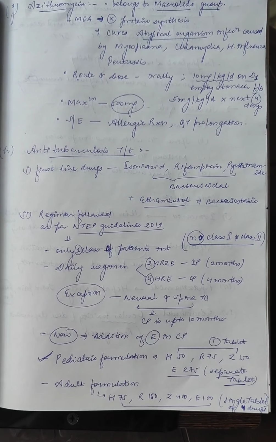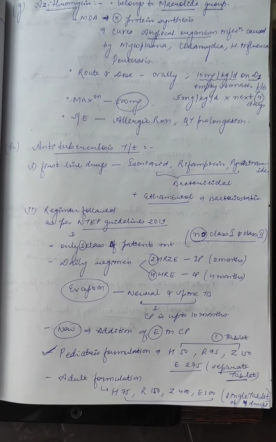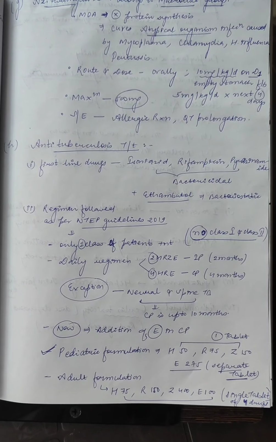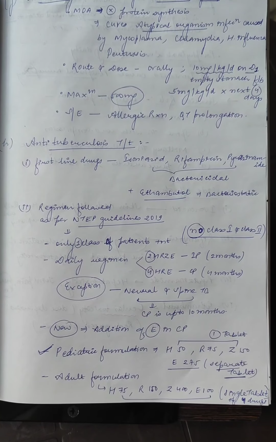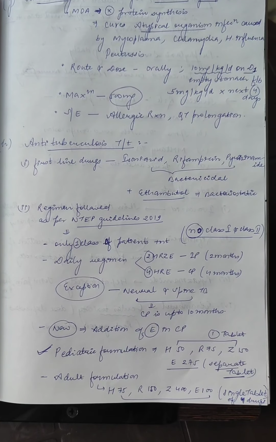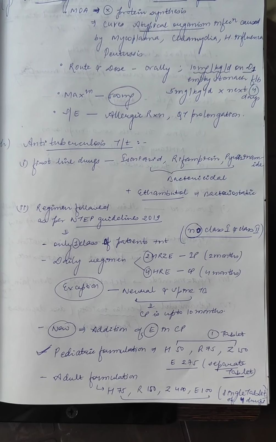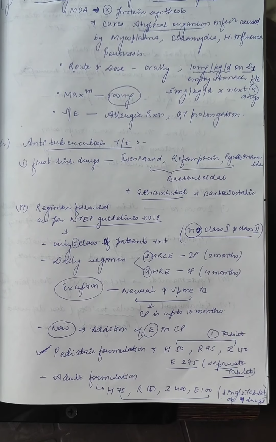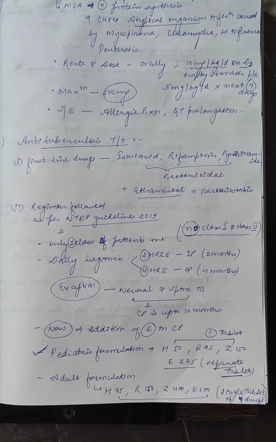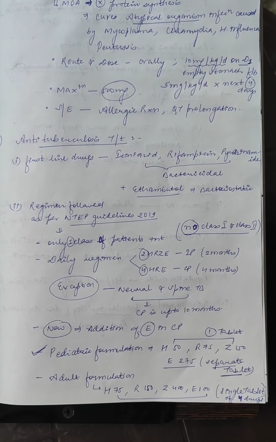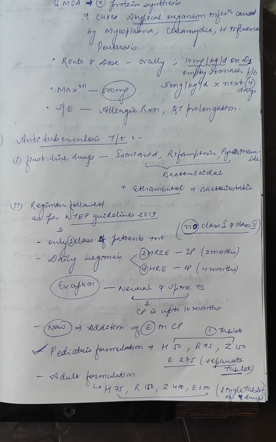Now we will talk about anti-tuberculosis treatment. There are new things which have been added in the anti-tuberculosis treatment and we need to know about them. The first line drugs include isoniazid, rifampicin, pyrazinamide which are bactericidal, and ethambutol which is bacteriostatic. The regimen followed as per the NTP guideline 2019: only one class of patients is present, no class 1 and class 2. The daily regimen consists of 2 HRZE, that is the intensive phase for 2 months, and 4 HRE, that is the continuation phase for 4 months. The exception is neural and spine TB, in which the continuation phase extends up to 10 months. The new thing is the addition of ethambutol in the continuation phase.